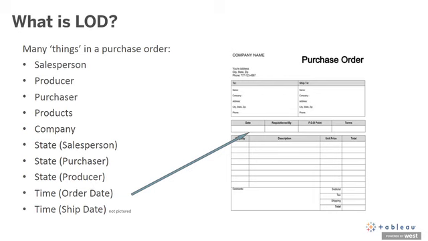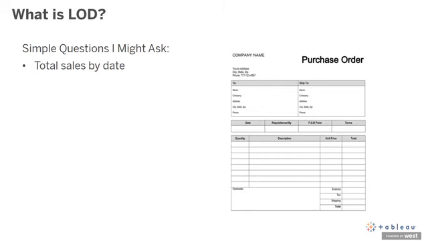And now if we think about this data, we can also think about the kinds of questions we can ask given this data, right? So there are a lot of simple questions I might ask. I might ask about total sales by date, in which case I'm going to use these two elements to help me answer that question. I might ask about the number of units of product X that were sold, in which case I would use these two pieces of information in order to answer that question.